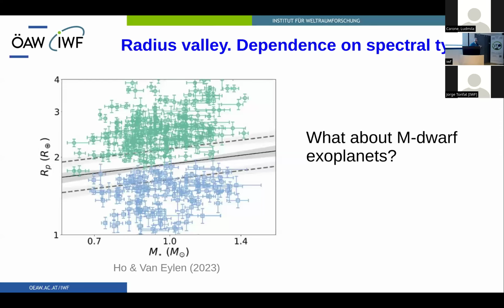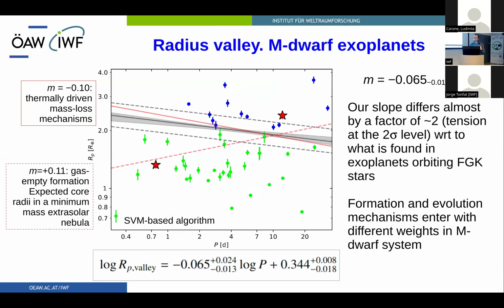So the following question would have been: since we expect this kind of trend, what about M dwarf exoplanets? Are there some differences expected in that specific category? That's why I decided in my paper to focus on this. This is, again, a plot of the radius against the orbital period, where I put in all the exoplanets orbiting M dwarfs that were characterized with pretty high precision, the same as you see in the mass-radius diagram before.